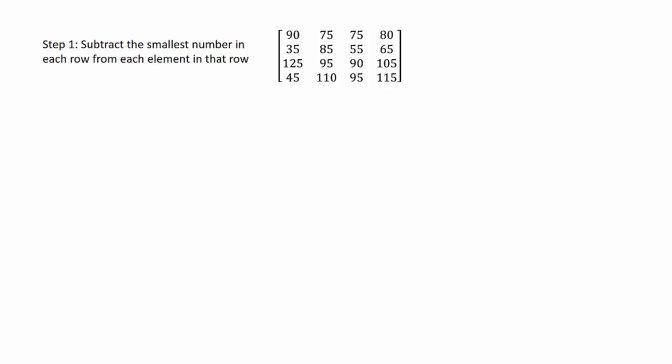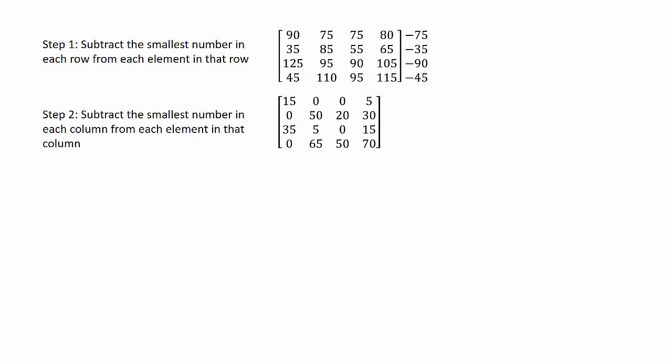Step 1, well, we put it into a matrix. It was in a table before, which looks like a matrix anyway. Once we get that matrix, we need to subtract the smallest number in each row from each element in that row. So you can see in the first row 75 is the smallest number, in the second row 35 is the smallest number, and in the last 2 rows we've got 90 and 45 respectively. So taking them away from all of those elements, we get a new matrix that looks like this.